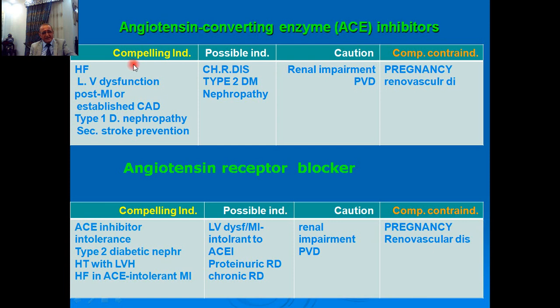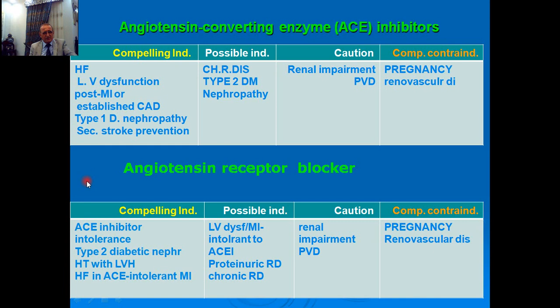These are compelling indications. If you have heart failure, then this is number 1. Hypertension with heart failure, hypertension with left ventricular dysfunction, etc. Possible chronic renal disease, type 2 diabetes. Renal impairment is a relative contraindication. Pregnancy is an absolute contraindication.